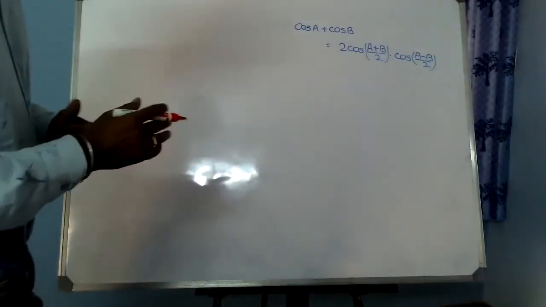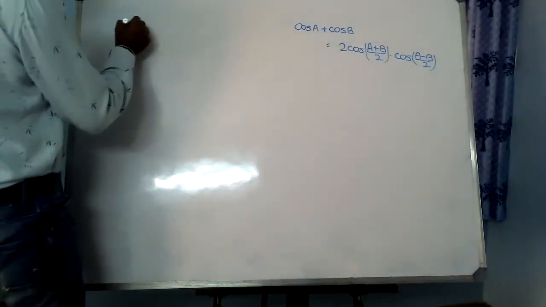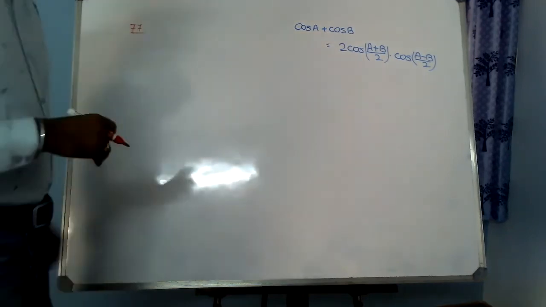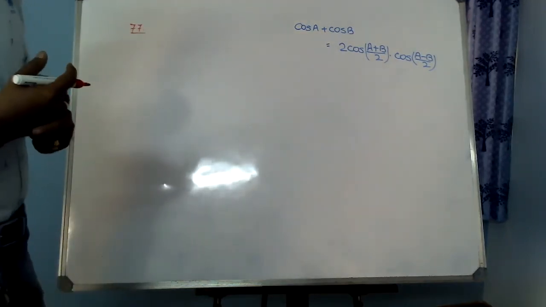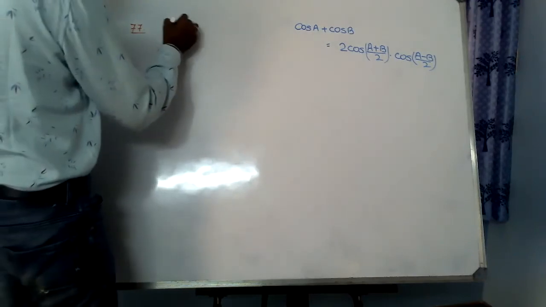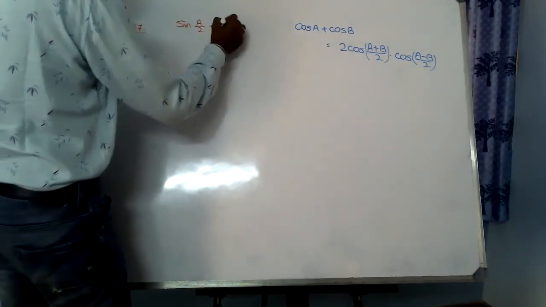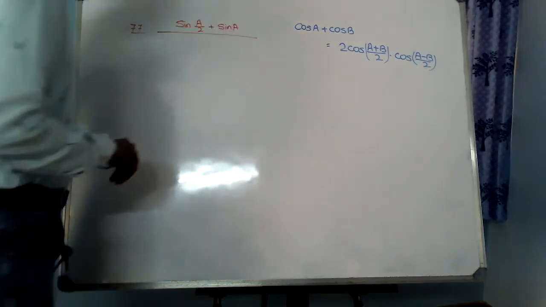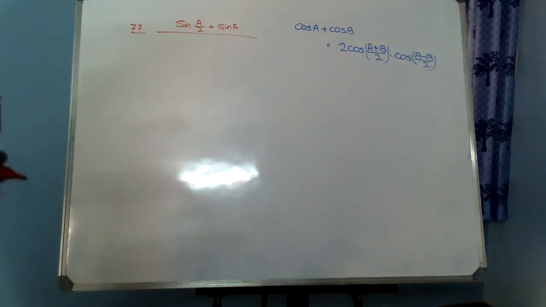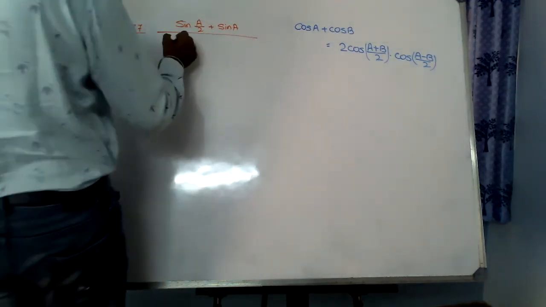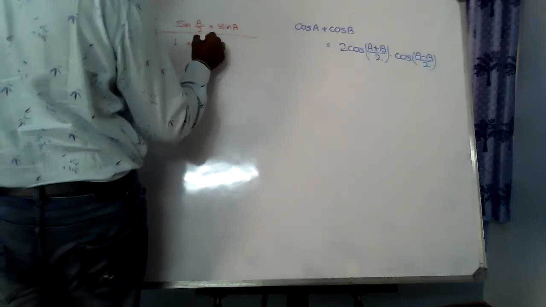Question number 77. What is the simplified value of (sin A/2 + sin A) divided by (1 + cos A/2 + cos A)? Okay, 1 plus cos A by 2 plus cos A.